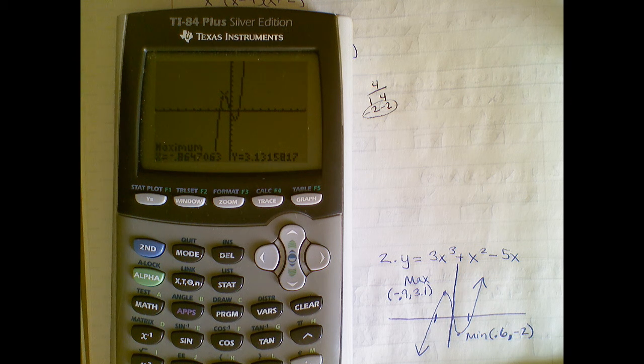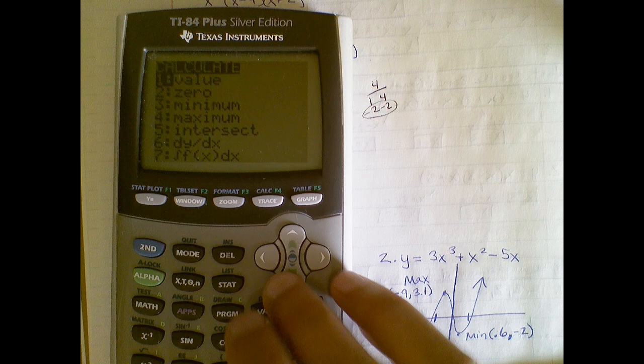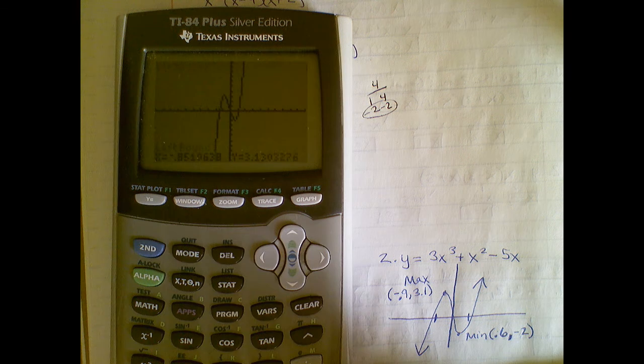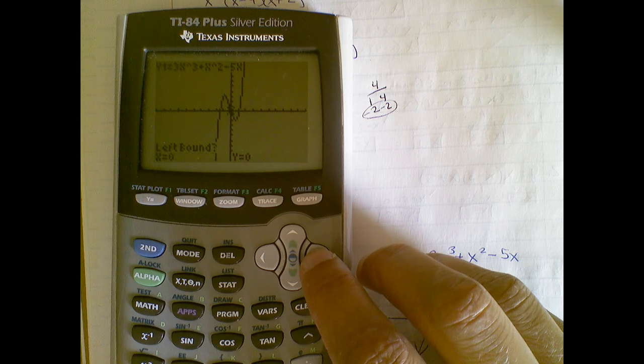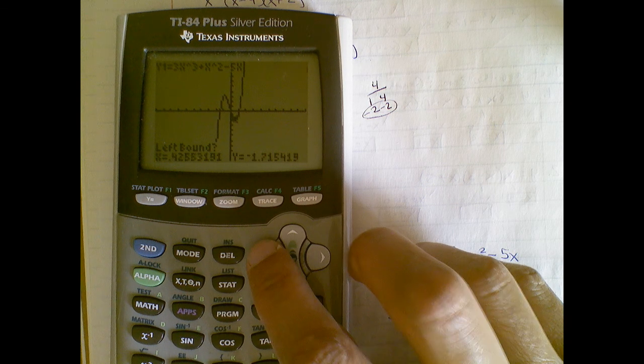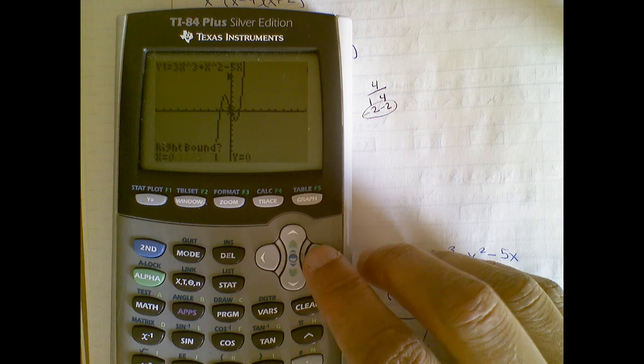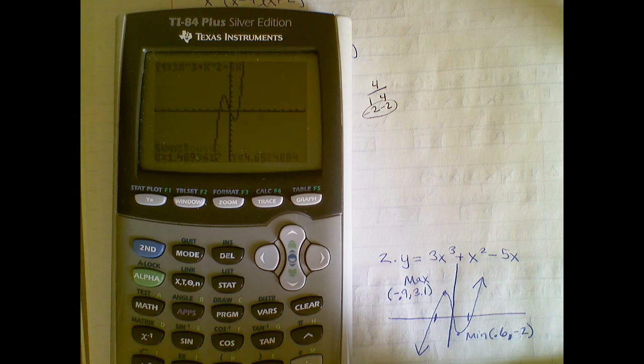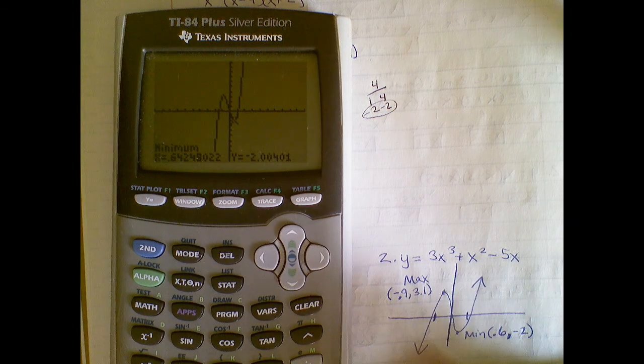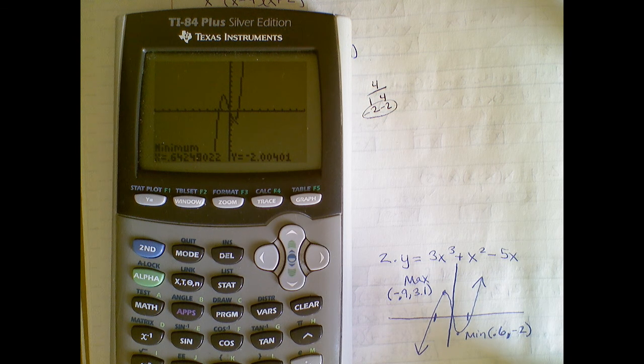And then if we go to second trace, we go to minimum. Then we need to find this point down here, so we go to the left of it, click enter, we go to the right of it, click enter again, and then it gives us the coordinate. Again, I rounded to the tenths place, 1 decimal. You can do the same.